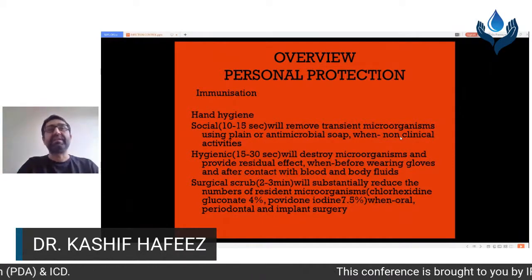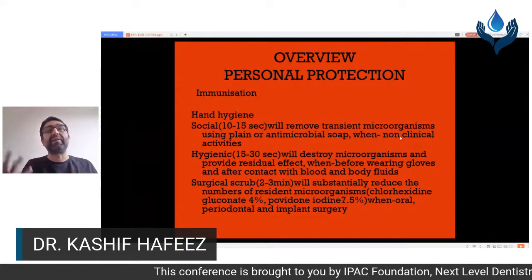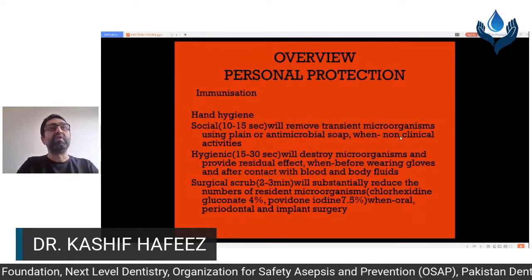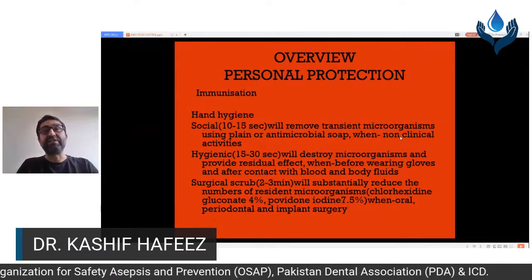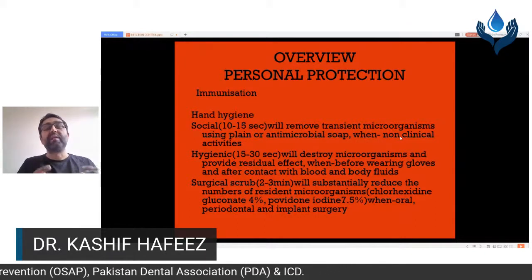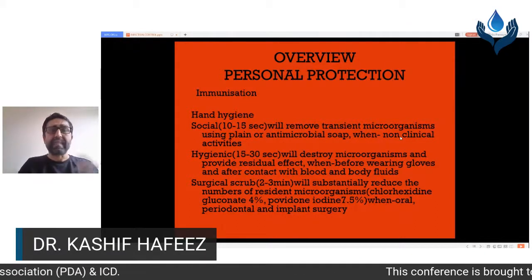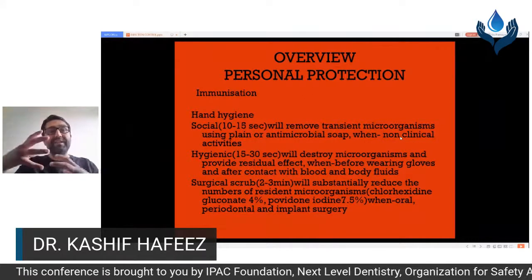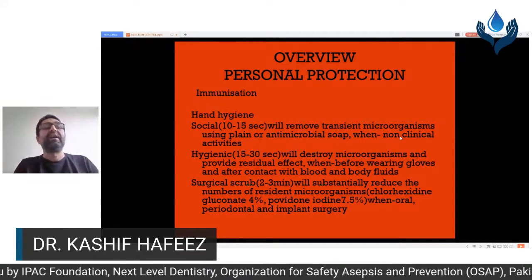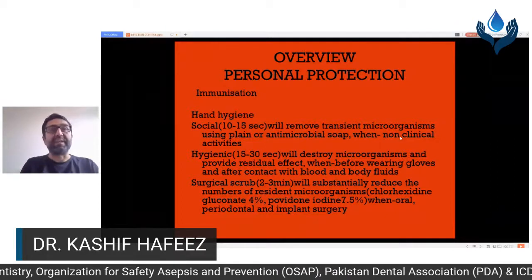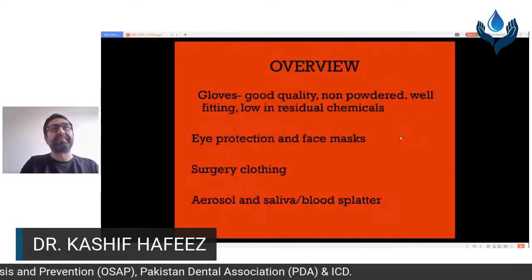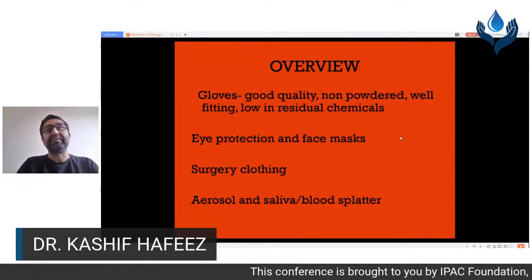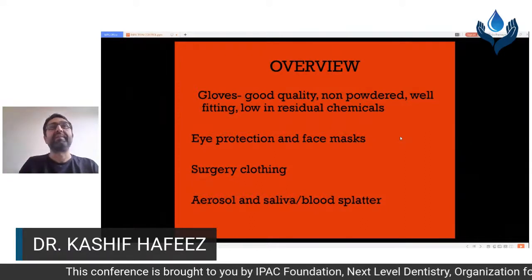Hand hygiene: quite a lot has been said about hand hygiene, quite a lot has been done about hand hygiene, but your staff members should know all the three different types of hand hygiene we do, and the indications for these different hand washing procedures. That should, again, be in the form of animated pictures, and should be posted near the wash basin or where your staff wash their hands. Eye protection, face mask, again, due to COVID, that is quite essential now. Surgery clothing, aerosol and blood splatter.